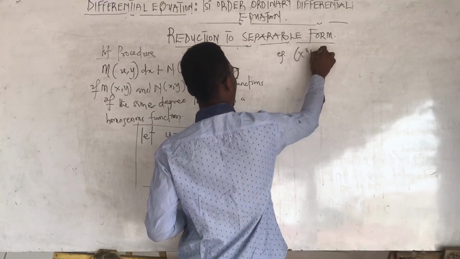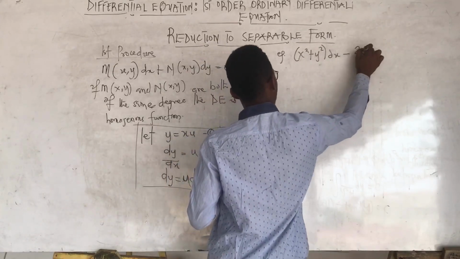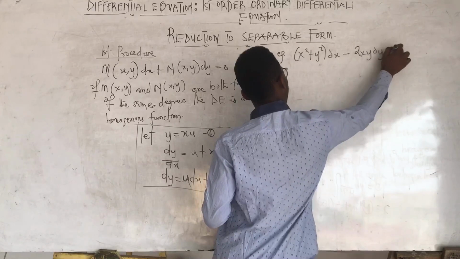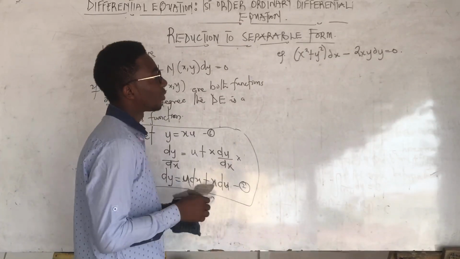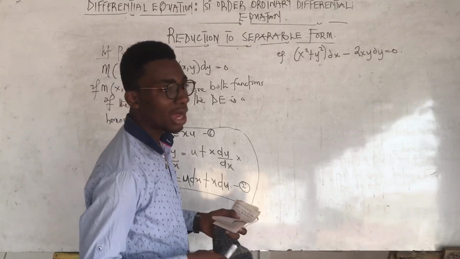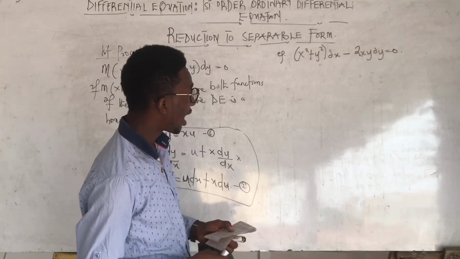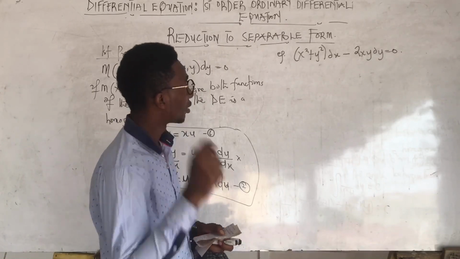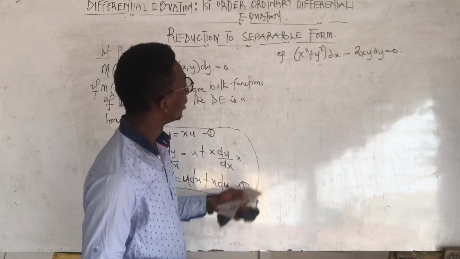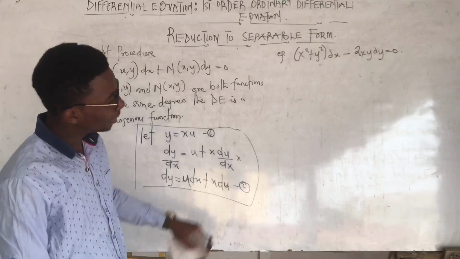You have (x squared plus y squared) dx minus 2xy dy is equal to 0. With this particular question, you have been asked that we should simplify it or find its solution. That is, to find a way to get rid of the y and the dx over there.